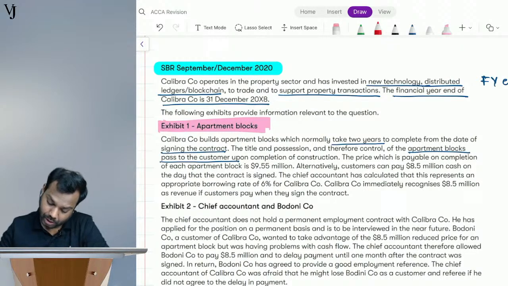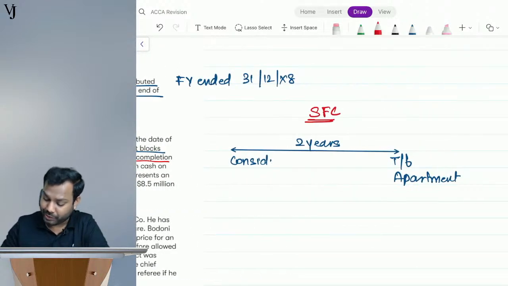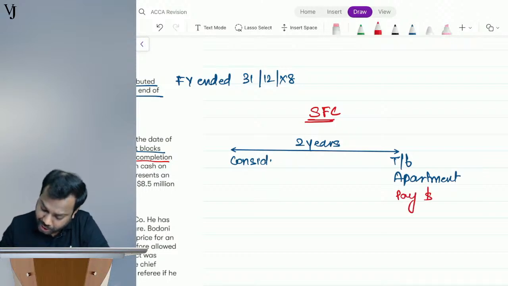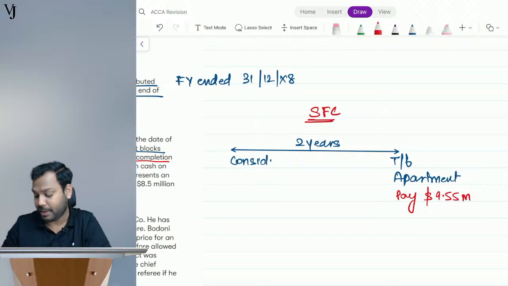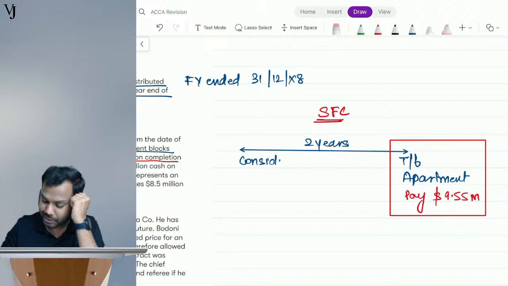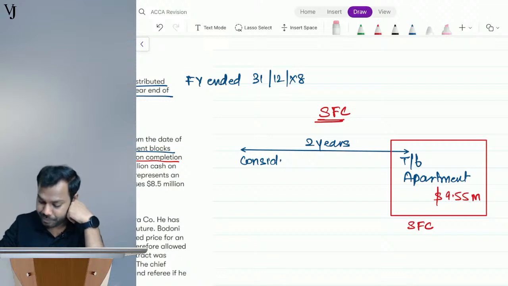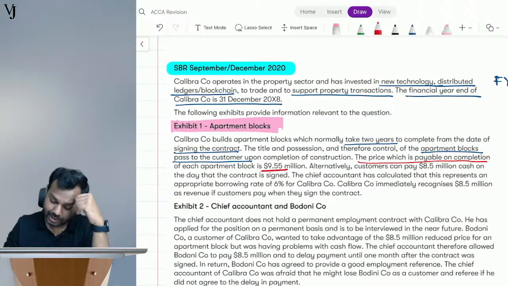Okay, now see here. Read. The price which is payable on completion is 9.55. So the question says that you can transfer control here and pay $9.55 million here. Now, if I am doing this transaction, does any SFC apply? Rather than pay, I write here receive. The customer pays, I will receive. SFC doesn't apply. Okay, fine, understand.